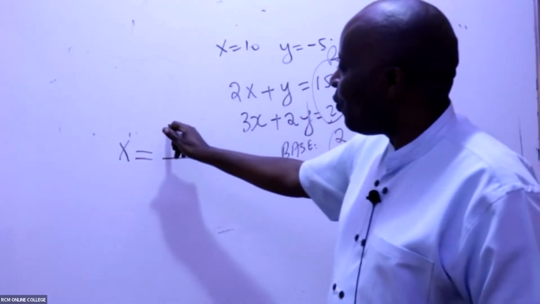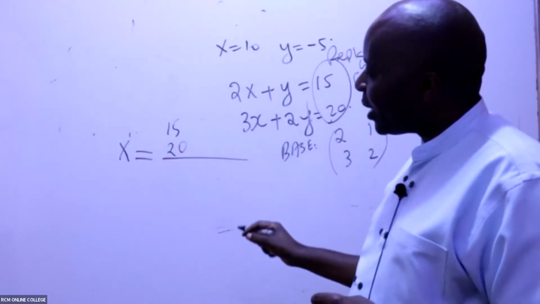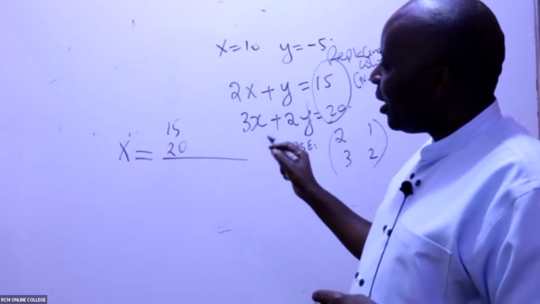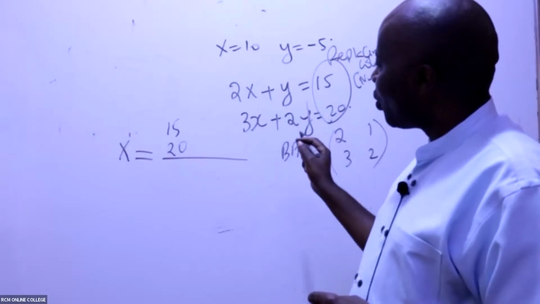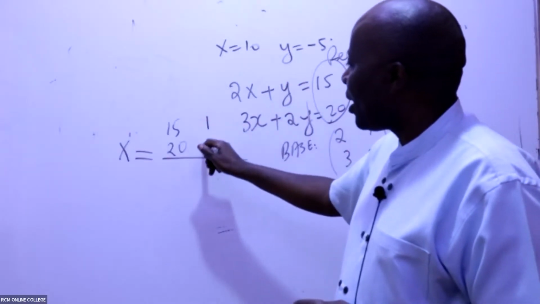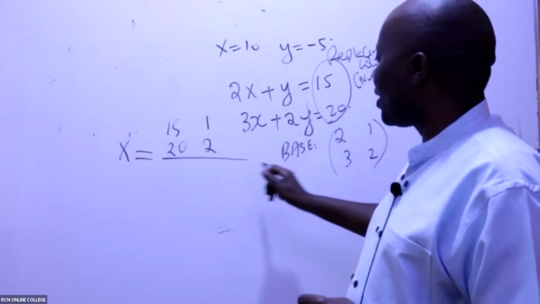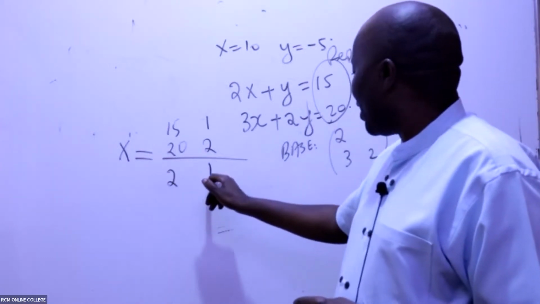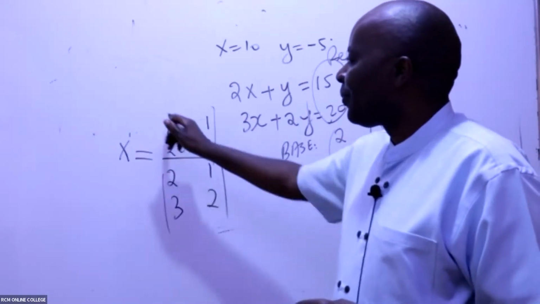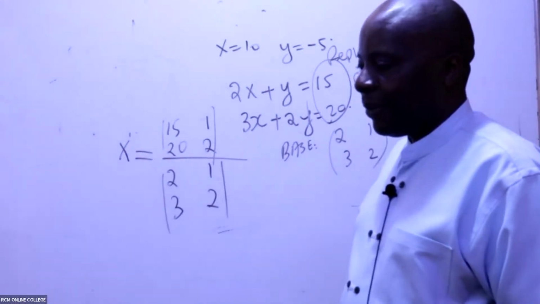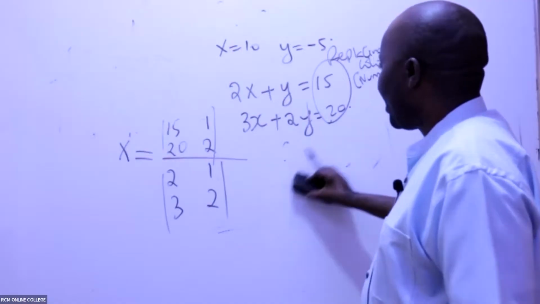So shall I have here 15, 20? If they want me to give them x, then it is only the column of x that can be affected. Y will remain. So y remaining means 1, 2, like that. Divided by the determinant of the base. The base here is 2, 1, 3, 2. So determinants like that.